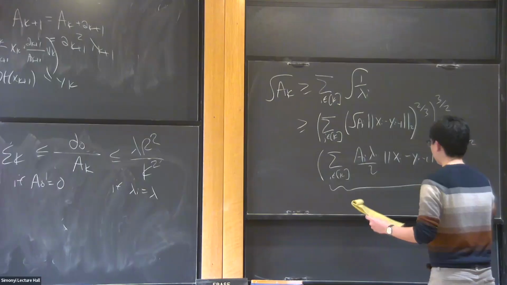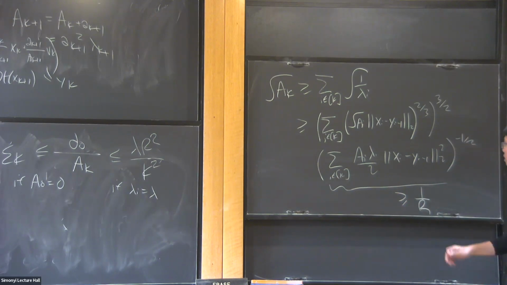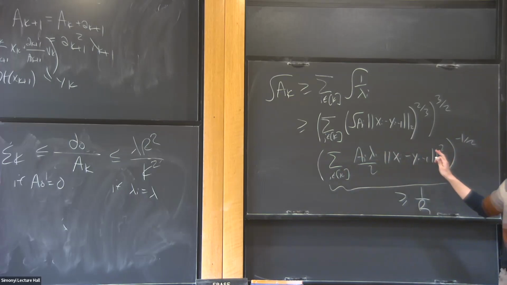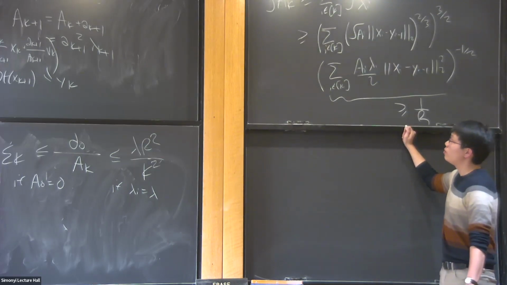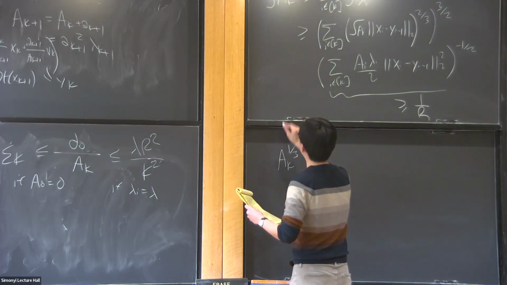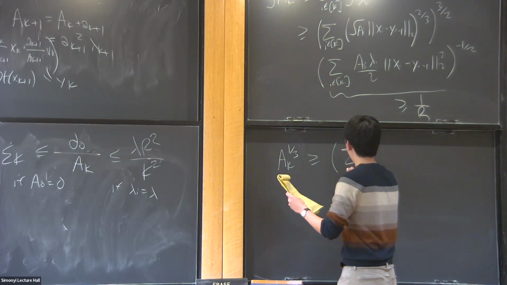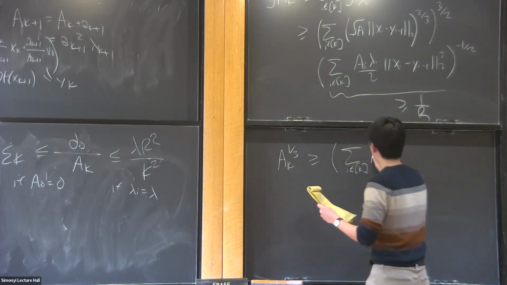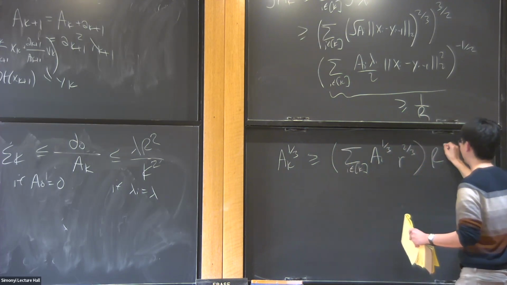So this whole term turns out to be greater than 1 over capital R. Why? Because the inner sum is upper bounded by capital R squared the entire time, by the standard potential argument. So inverting it and taking a square root, we get 1 over R, right? So continuing, now the AKs satisfy the following recursion. AK to the 1/3, so this is taking the 2/3 power of both of these things, is at least sum I and k, AI to the 1/3, little r to the 2/3, times r to the -2/3.